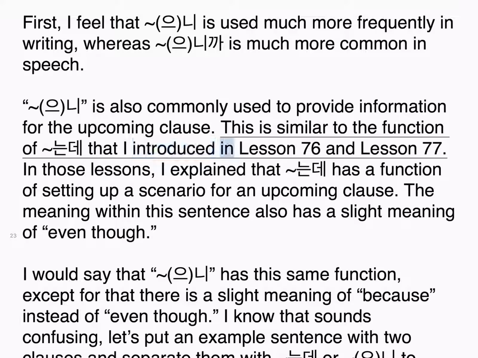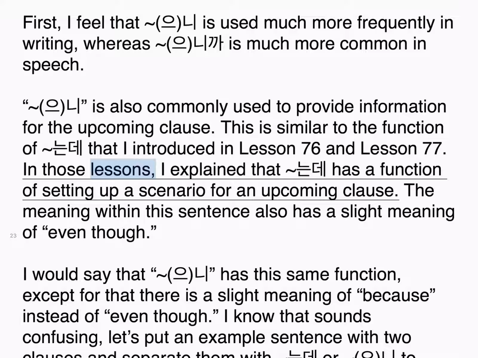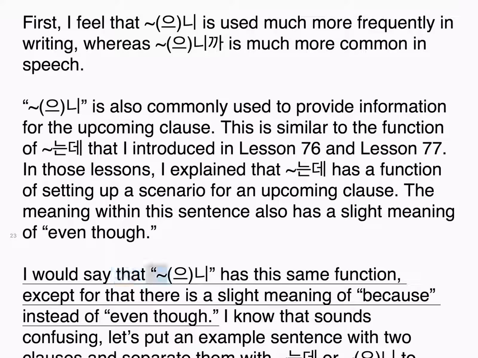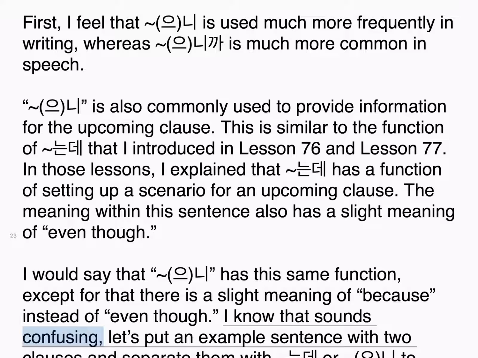that I introduced in Lesson 76 and Lesson 77. In those lessons, I explained that 는데 has a function of setting up a scenario for an upcoming clause. The meaning within this sentence also has a slight meaning of even though. I would say that 으니 has this same function, except that there is a slight meaning of because instead of even though. I know that sounds confusing.